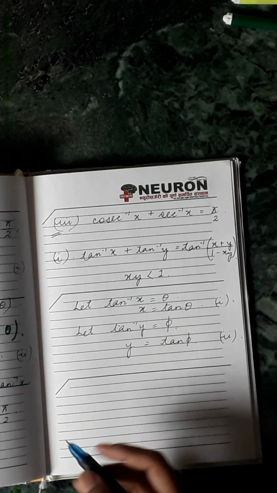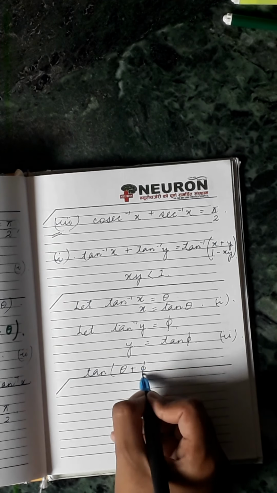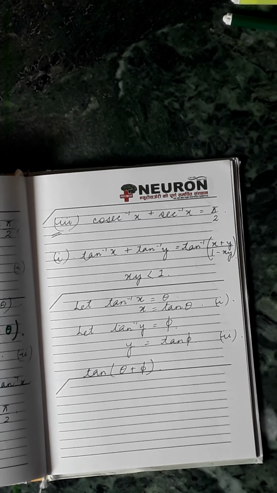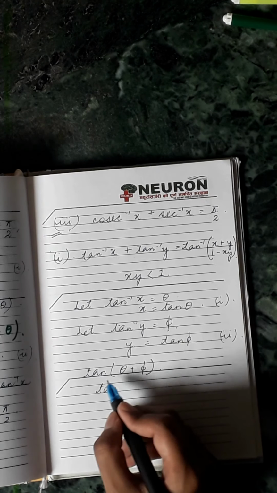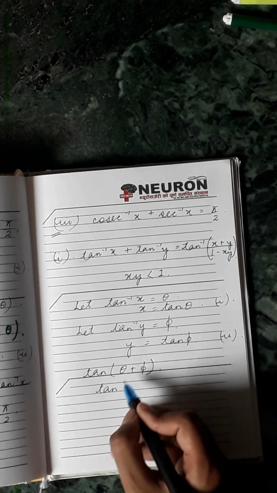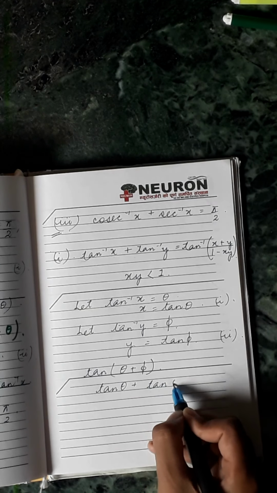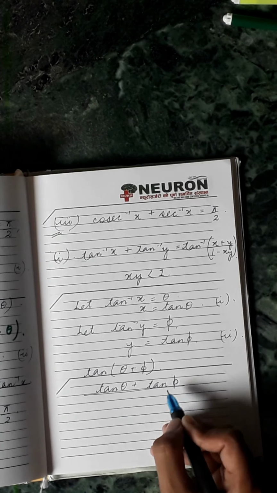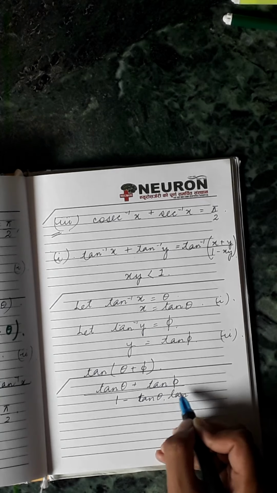So now you have to take tan of theta plus phi. What you have to do now? You have to write tan of theta plus phi. What is the formula? Tan theta plus tan phi upon 1 minus tan theta into tan phi.